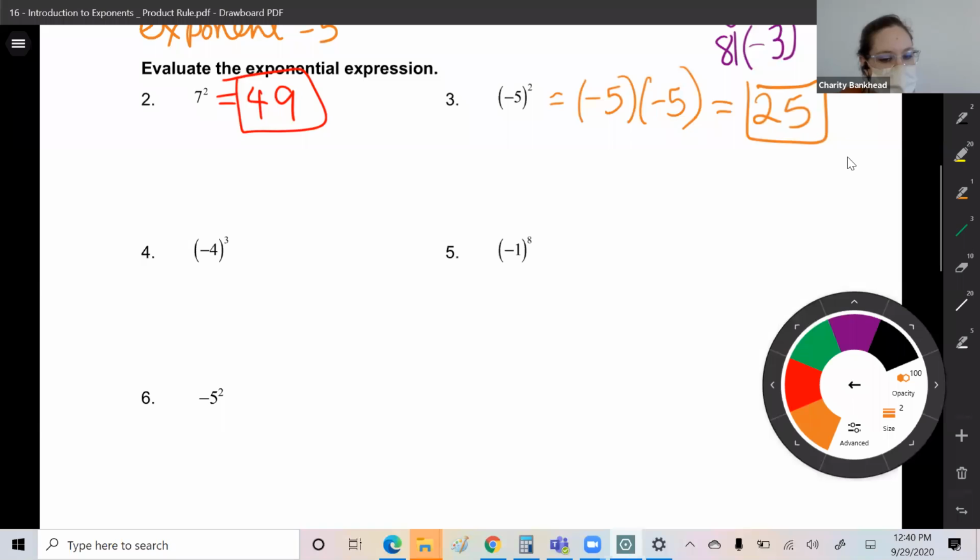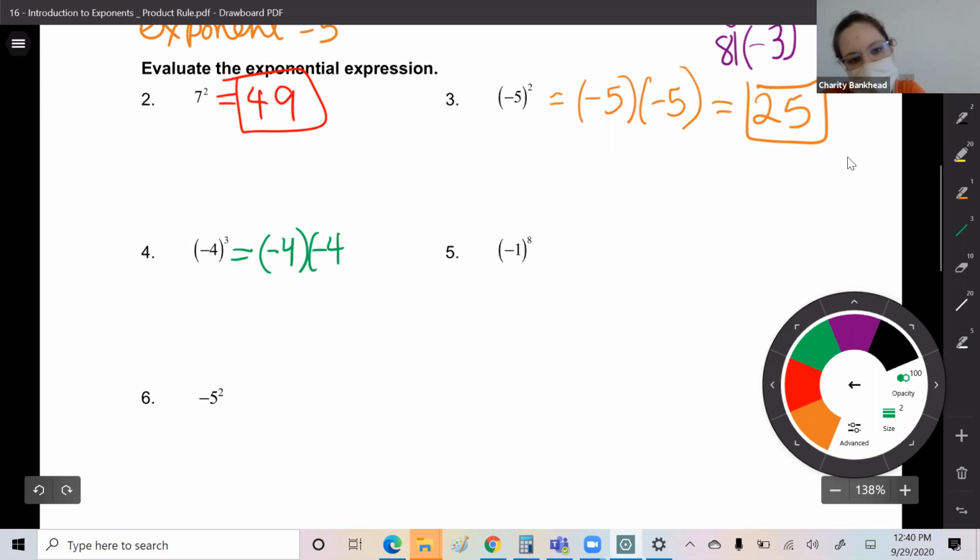And then number 4, we have -4 raised to the power of 3. So that's a negative number raised to an odd exponent. So I know my answer is going to be negative. 2 of those will cancel out, but 1 is still left. So 4 times 4 would be 16, and 16 times 4 is 64. So my final answer for that is negative 64.